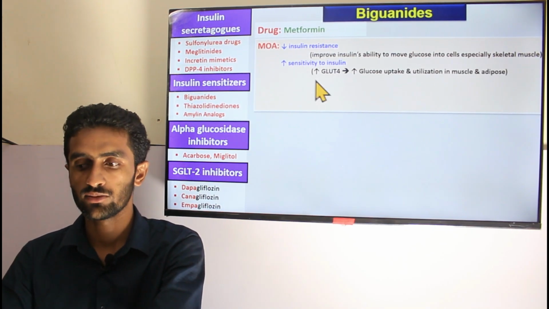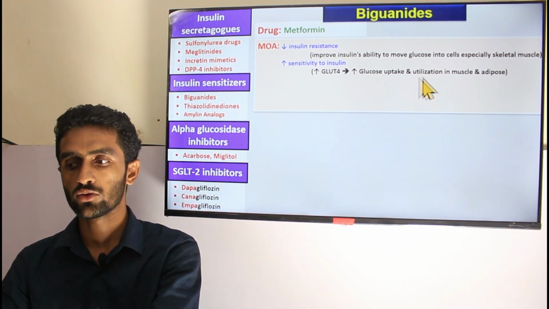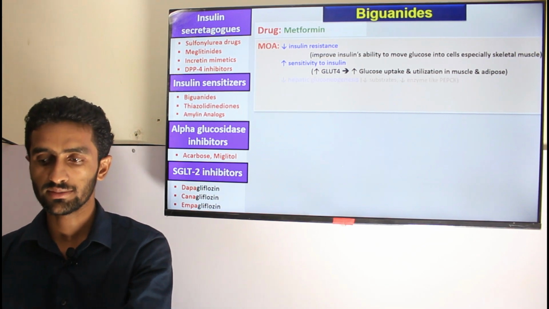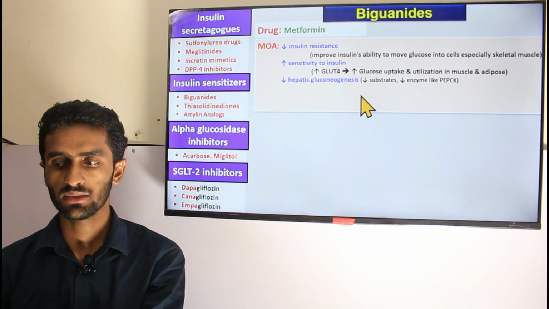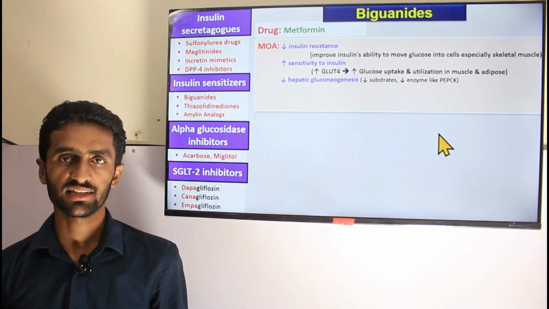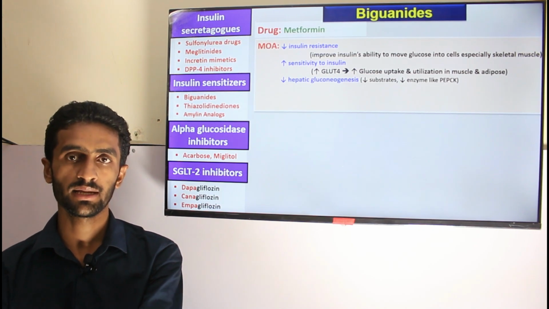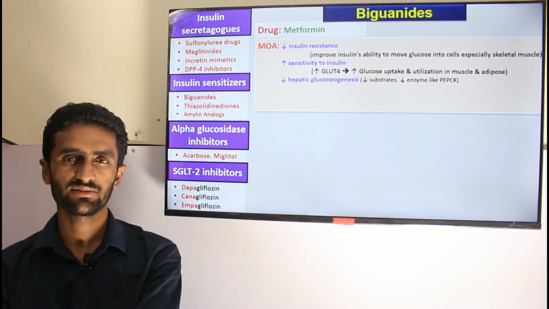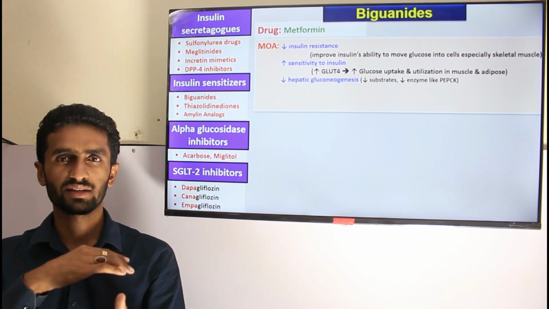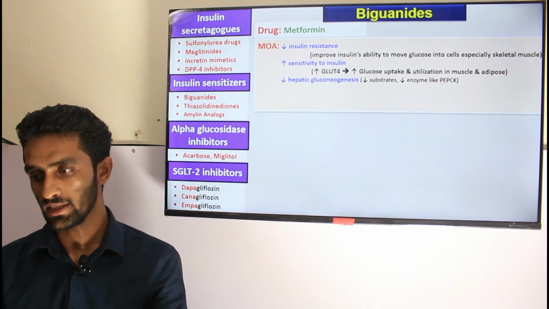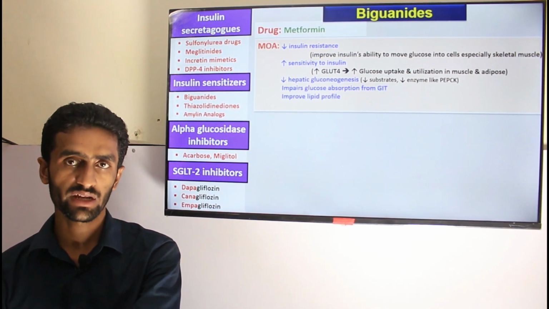Because they stimulate GLUT4, which increases glucose uptake and utilization via the muscle and the adipose tissue. They also decrease gluconeogenesis. How? Because they decrease the substrate and decrease enzymes like PEPCK. What is PEPCK? Phosphoenolpyruvate carboxykinase, a very important enzyme in gluconeogenesis, which converts oxaloacetate into PEP. They impair glucose absorption from the GIT and improve the lipid profile.